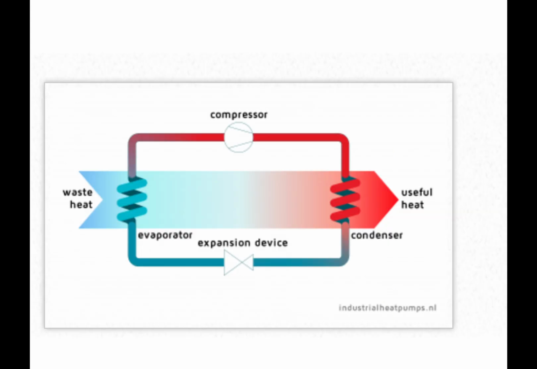Let's look at this again. Here is our heat pump. Our heat pump contains three things. It contains a coolant, which is a liquid that has a high latent heat of vaporization and a low boiling point. This liquid travels through your closed circuit.